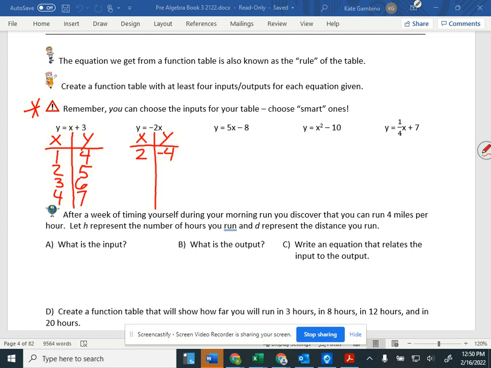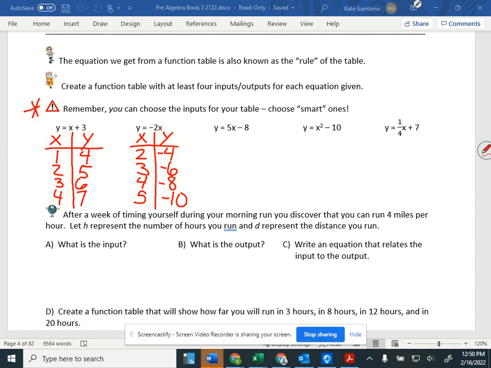What can I put for my next, Andrea? 3. Remember, we're just keeping it simple. Just go in order. 2, 3, 4, 5. I put a 3 in. 3 times -2 gives me -6. 4 times -2 gives me -8. 5 times -2 gives me -10.